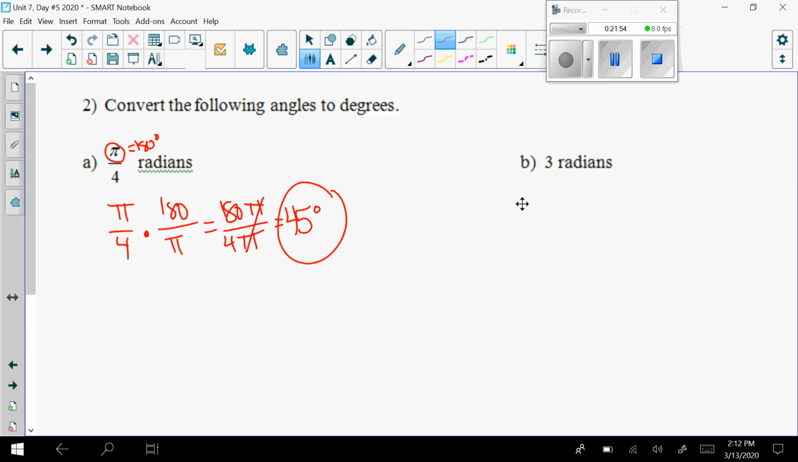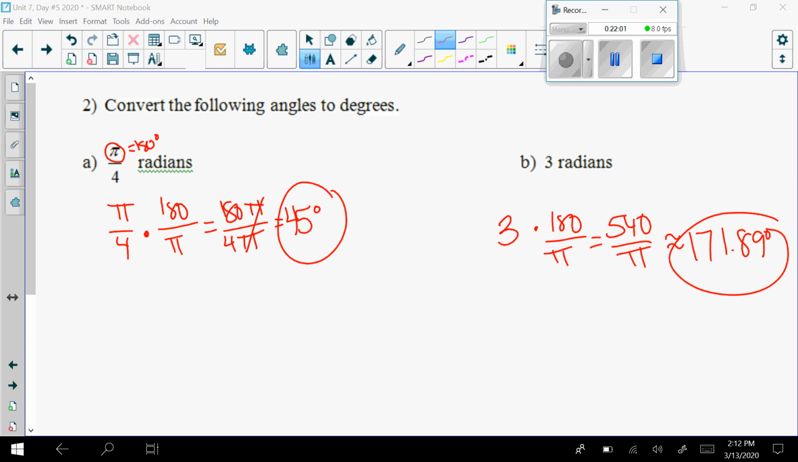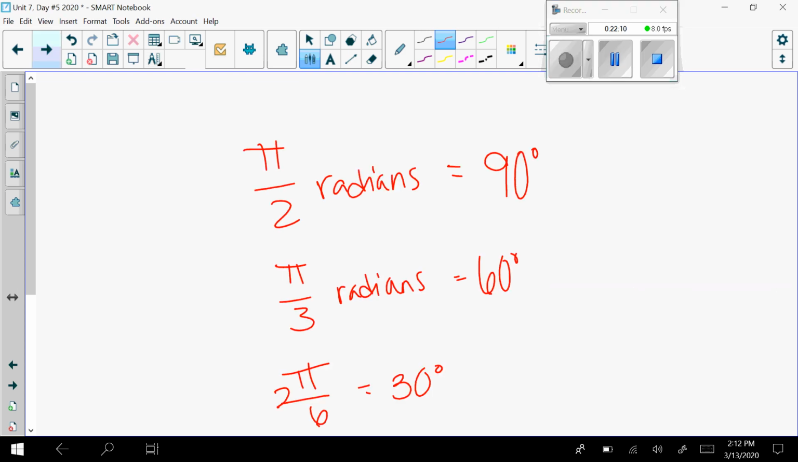But next, number 3, you can pause the video and try it on your own if you want. Go ahead. That one should have been about 171.89 degrees. It doesn't turn out to be nice. It has the pi in it, so it's going to be irrational. Okay.